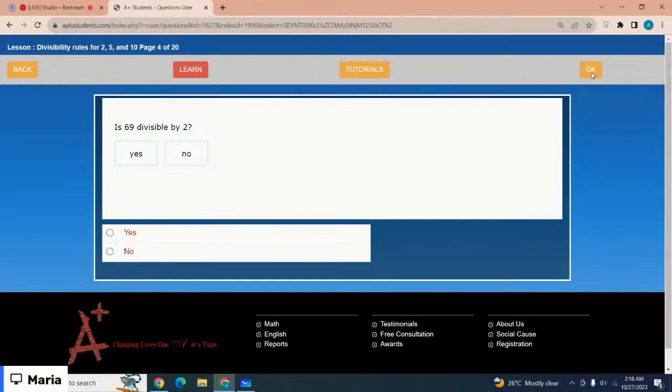Is 69 divisible by 2? Sixty-nine is not divisible by 2, right? 9 is not an even number, so 69 is not divisible by 2. The correct option is no.